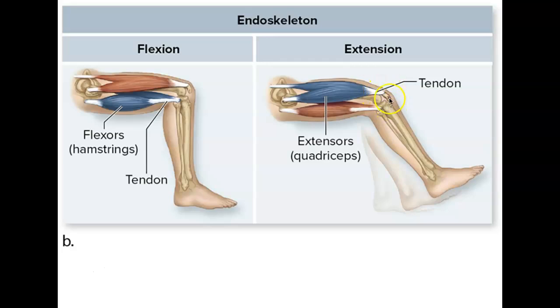And you can see the attachment. The tendons are attached to these opposite bones here, and as the extensors, or our quadriceps, contract, our leg straightens. So those are really large groups of muscles. They have to be very, very strong.